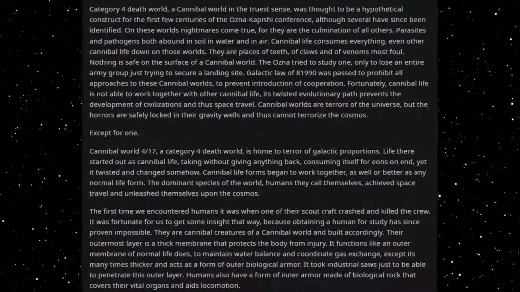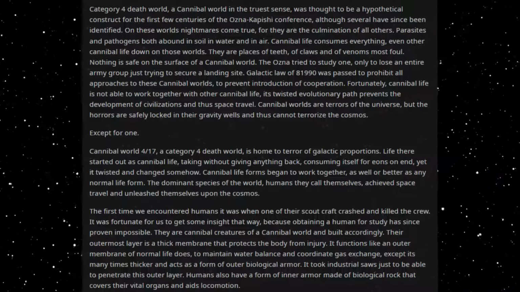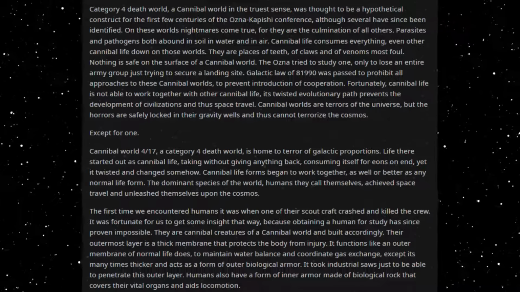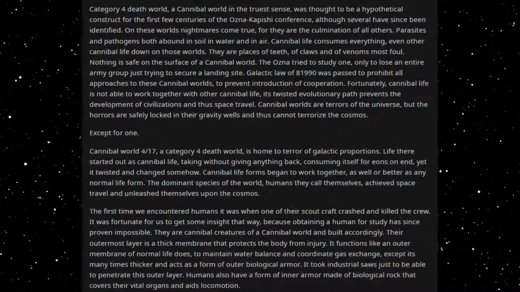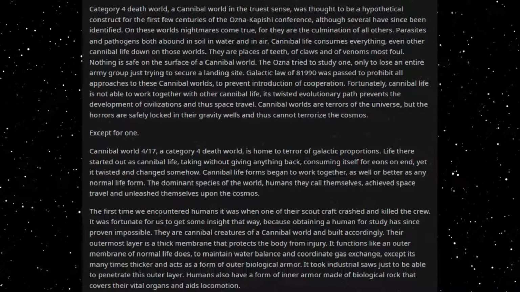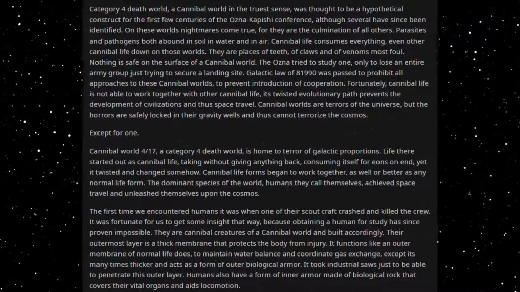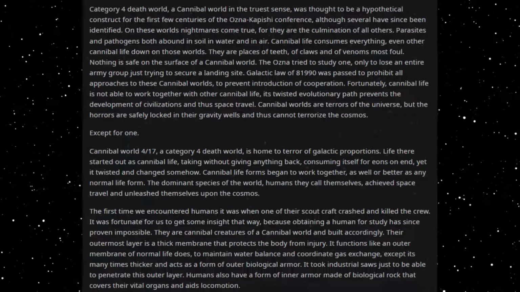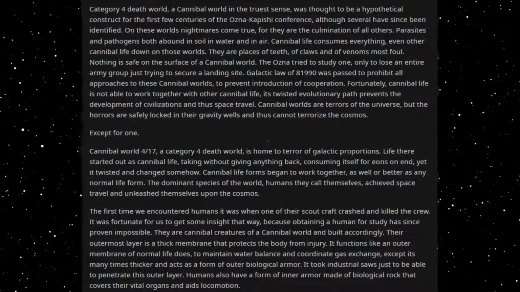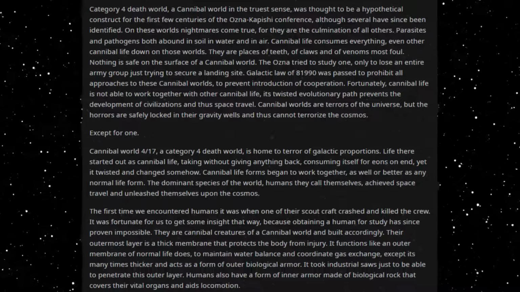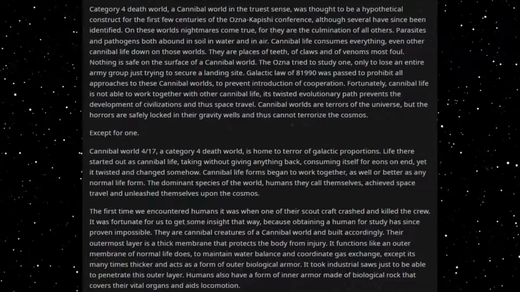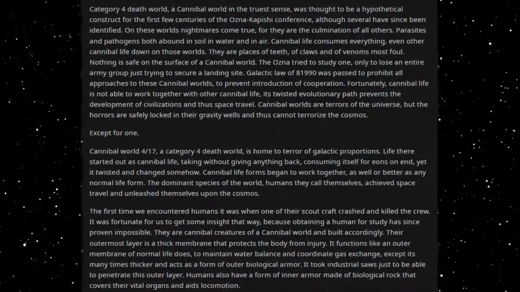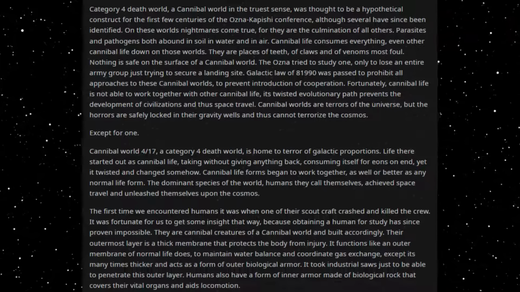Cannibal World 417, a Category 4 death world, is home to terror of galactic proportions. Life there started out as cannibal life, taking without giving anything back, consuming itself for eons on end, yet it twisted and changed somehow. Cannibal life forms began to work together, as well or better as any normal life form. The dominant species of the world, humans, they call themselves, achieved space travel and unleashed themselves upon the cosmos.